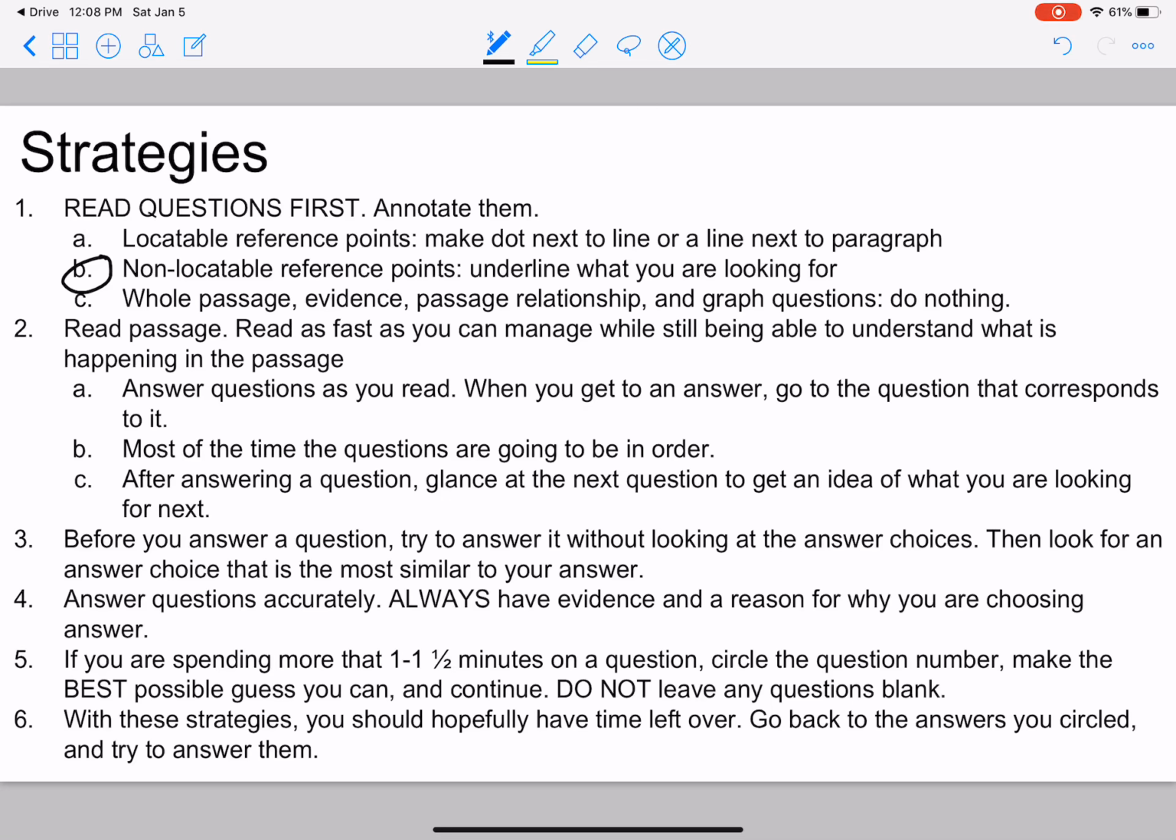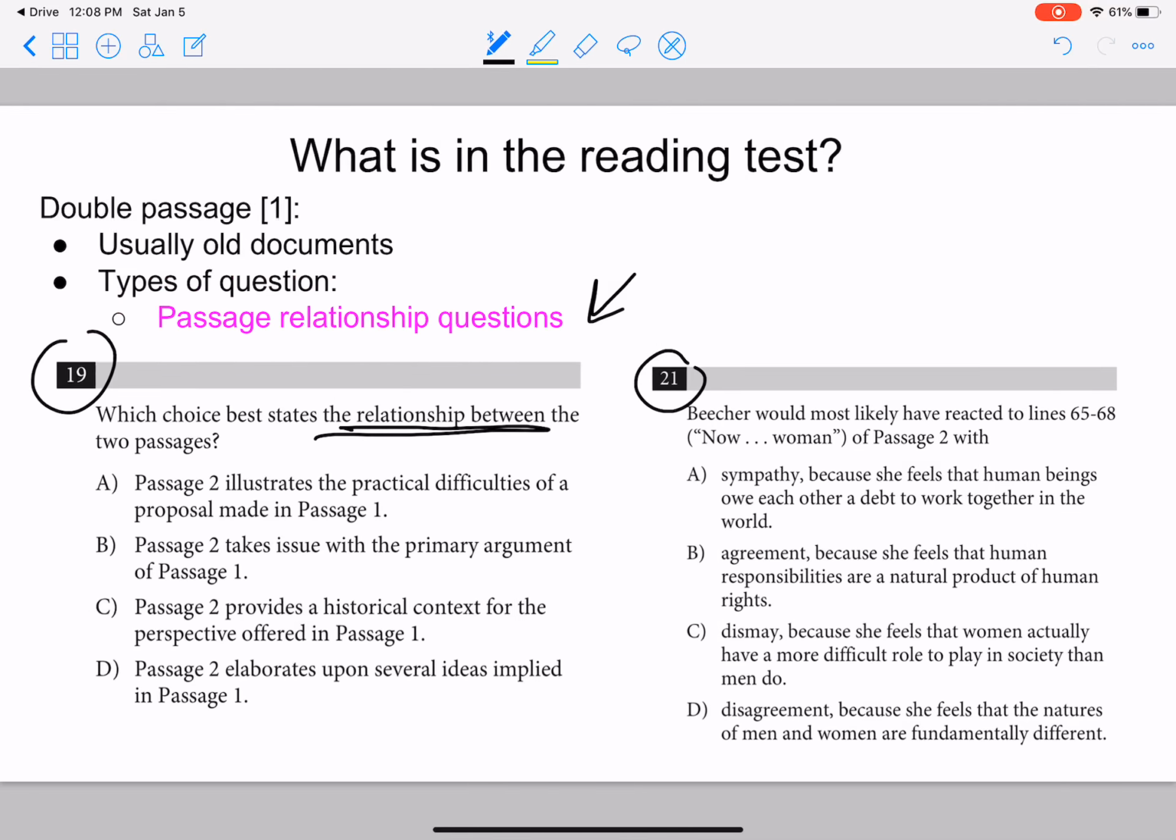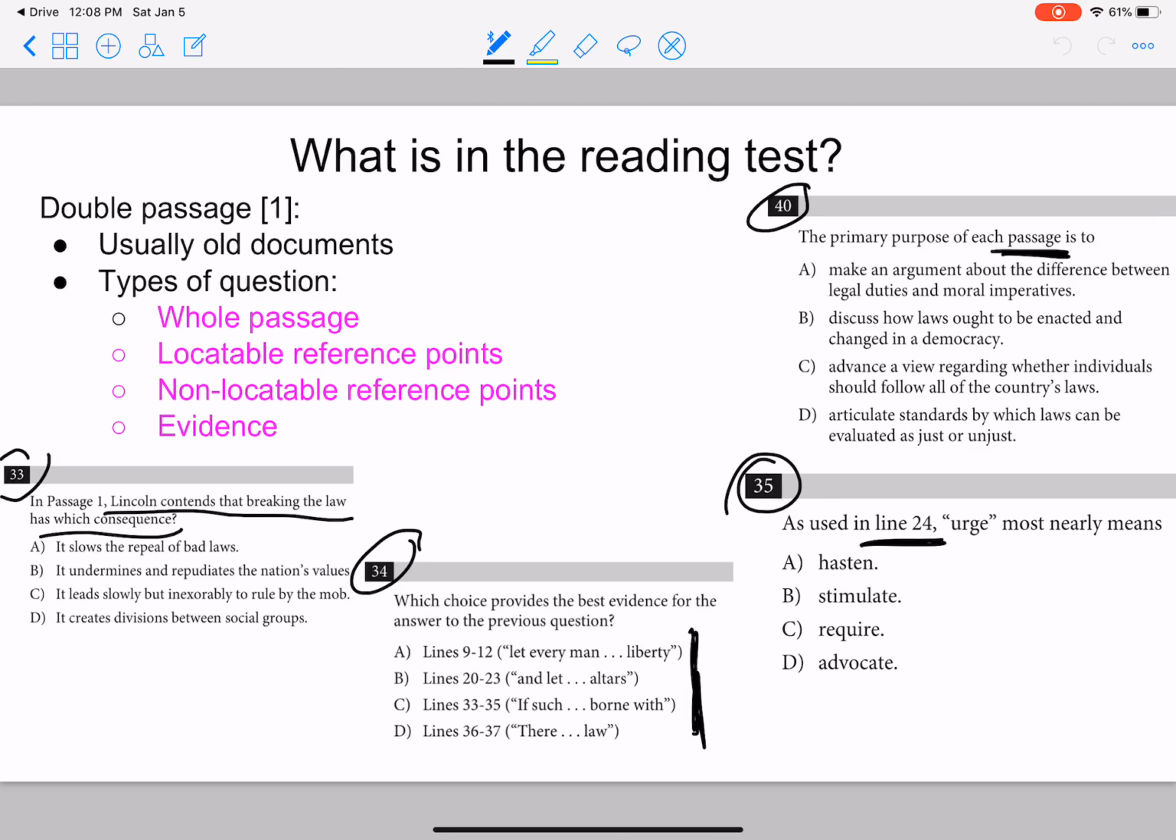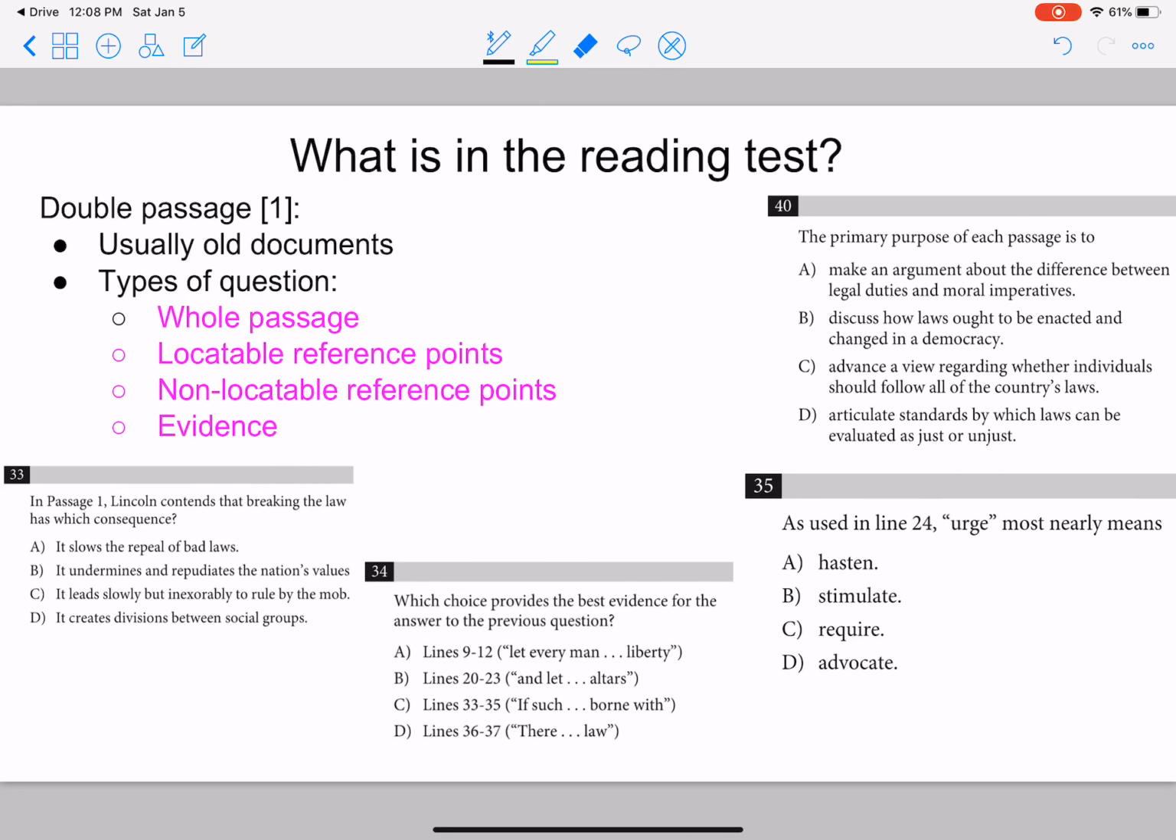When you get non-locatable reference point questions, you're going to underline what you're looking for. So let me go to a non-locatable reference point question. Like this one right here. So number 33 over here, that's a non-locatable reference point question. So what you're going to do is underline what you're looking for. It says in passage 1, Lincoln contends that breaking the law has which consequence? So what are we looking for? We're looking for the place in the passage where Lincoln contends that breaking the law has a certain consequence. That's what we're looking for, right? So we're going to underline that part.